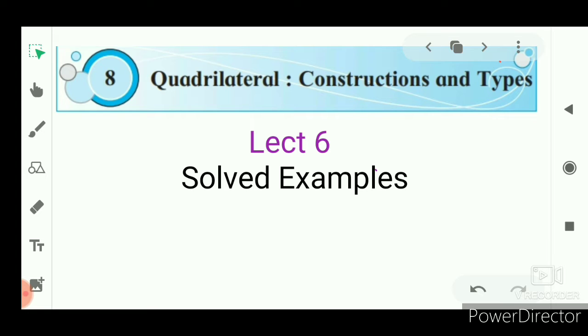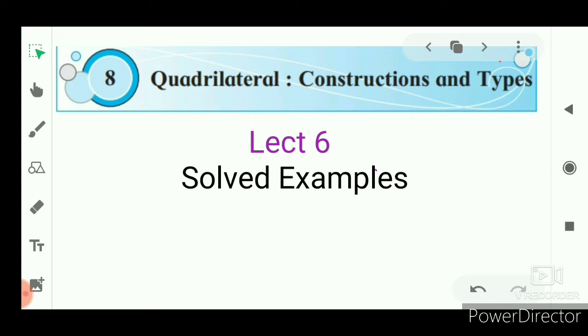Next we have seen the rhombus. A rhombus is a quadrilateral with all the sides equal, and its angles may or may not be the same. The opposite angles are congruent but not all the angles are equal. Also, the diagonals of a rhombus bisect each other and they are perpendicular to each other.